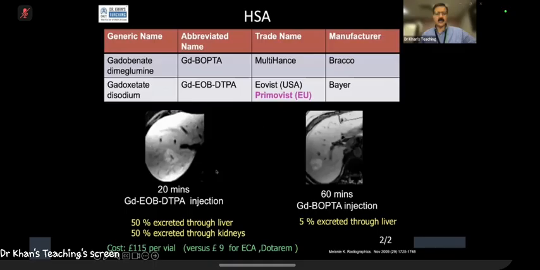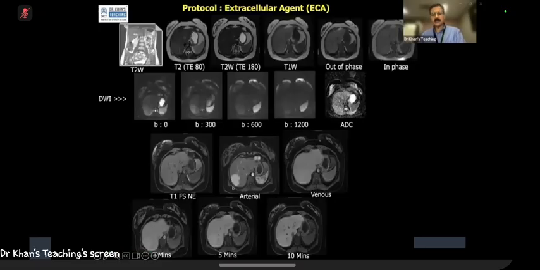Eovist. The key feature for you to remember is that it has a hepatobiliary phase. About 50% of it is excreted through the liver, but it takes about a 20-minute delayed phase, so you must do a delayed phase. Forget about the other one, because we don't use it; it is a 60-minute delay. We just use this, and this is the usual protocol which we follow. Of course, there can be some variations.